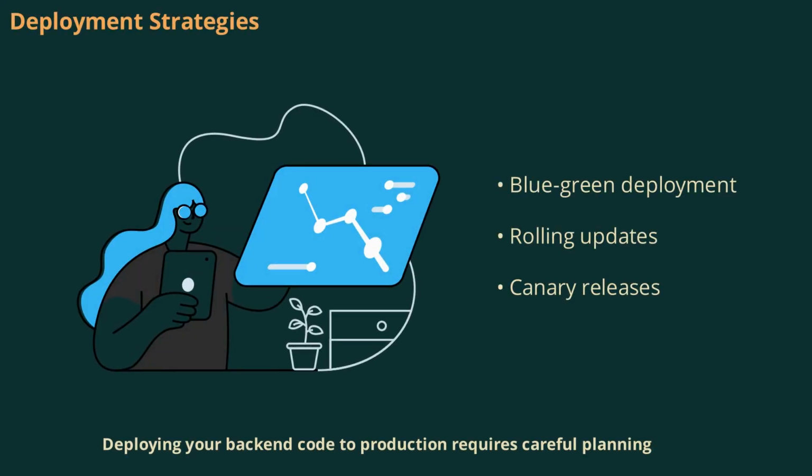Deploying your backend code to production requires careful planning. Learn about different deployment strategies like blue-green deployments, rolling updates, and canary releases. Each approach helps you minimize downtime and ensure smooth transitions.